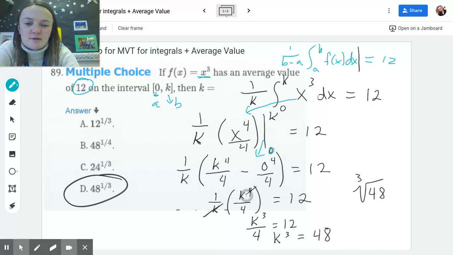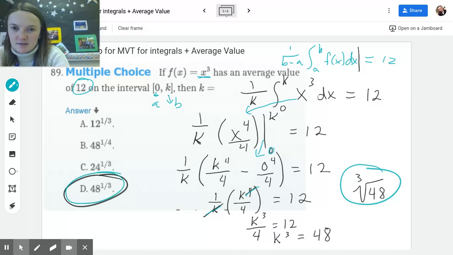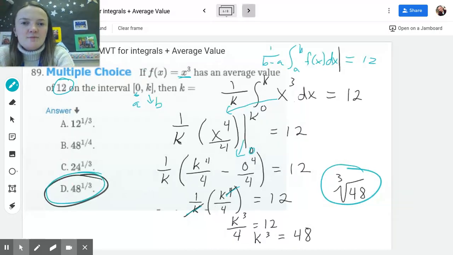Just using a little bit of algebra here, some k's are going to cancel, so I get k cubed over 4 is equal to 12. K cubed is equal to 48, so k is the cube root of 48, which is letter D here. All right, let's move on to the next question.